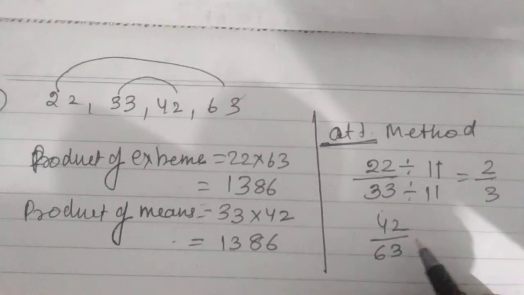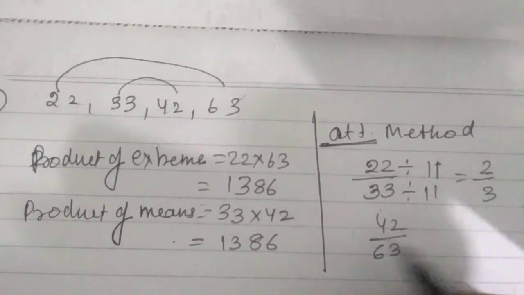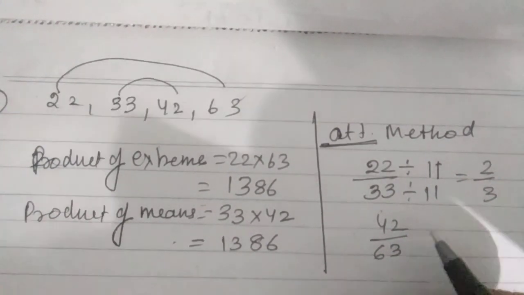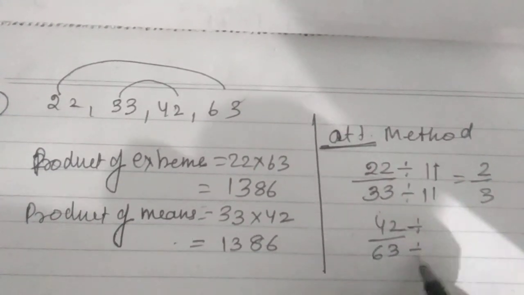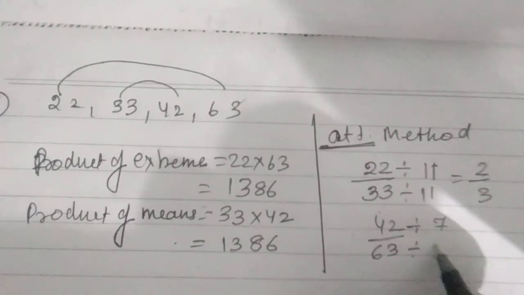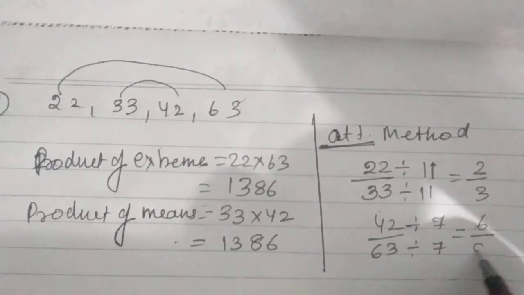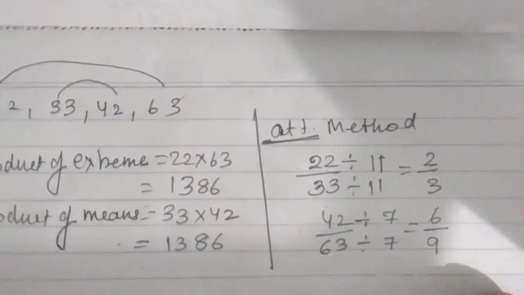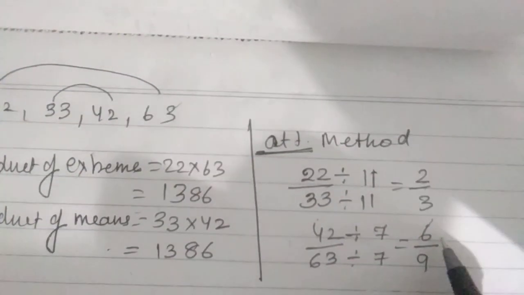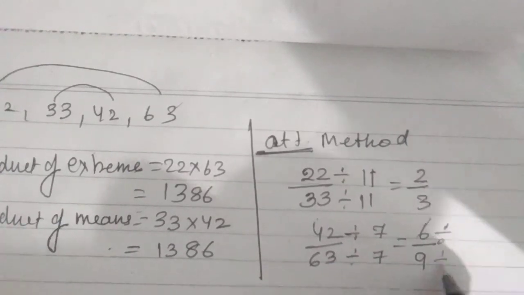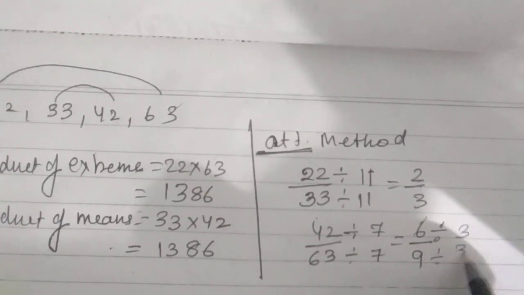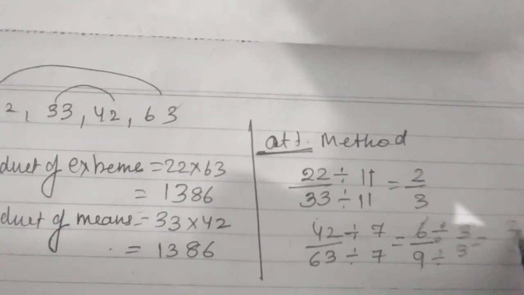Here we will see that both are divisible by 7 first. So I would like to divide both the terms by 7. So 7 sixes are 42 and here 7 nines are 63. Again, students, the 6 and 9 will both be divisible by 3. So I will again simplify these terms. So this comes out as 2 by 3.